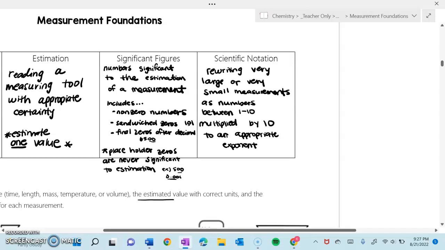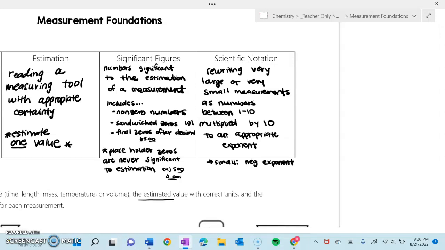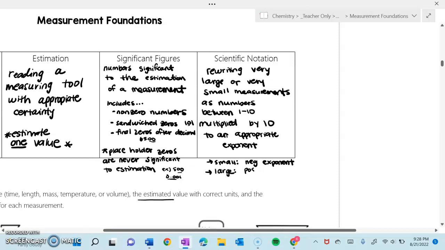Okay, if we have a really, really small number, then our exponent is going to be negative, like anything that's a fraction, smaller than 1, negative exponent. And if it's a large number, it'll have a positive exponent.